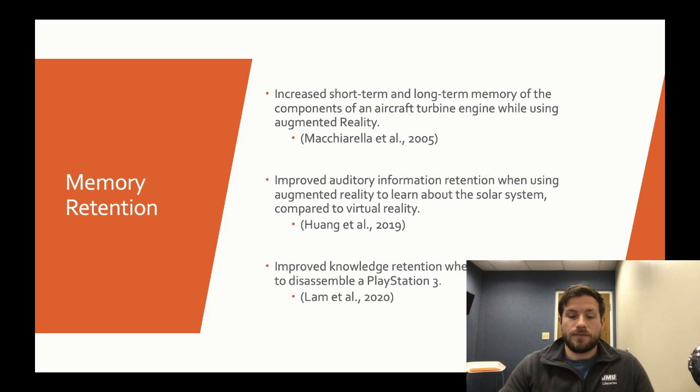And lastly, in an article published in June of 2020, the authors conducted an experiment that investigated the effects that mobile augmented reality, MAR, has on the retention of knowledge and information. This study compared the results of participants disassembling a PlayStation 3 using a paper manual versus disassembling a PlayStation 3 with a mobile augmented reality headset. The authors concluded that the, quote, "results showed an improvement in knowledge retention for the participants using the developed MAR system compared to the participants using the conventional method."